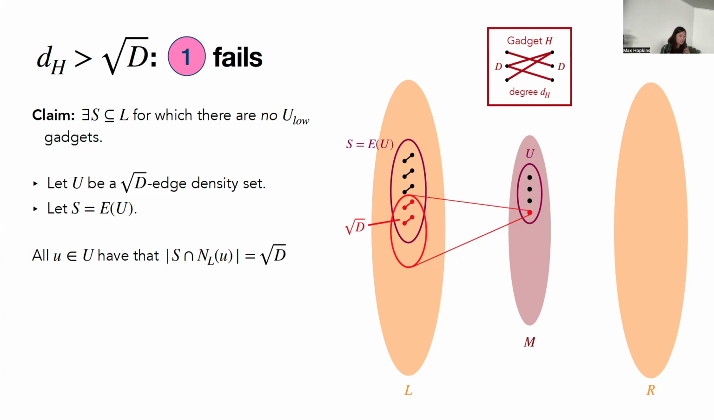But if it has exactly root D neighbors in the set S, this is bigger than D over DH, because we said DH was very big. Definitionally, that means that every single vertex in U is actually in U high. Recall, U high are bad gadgets. These are the ones that don't have any expansion within the gadget themselves. So then that one is going to fail.